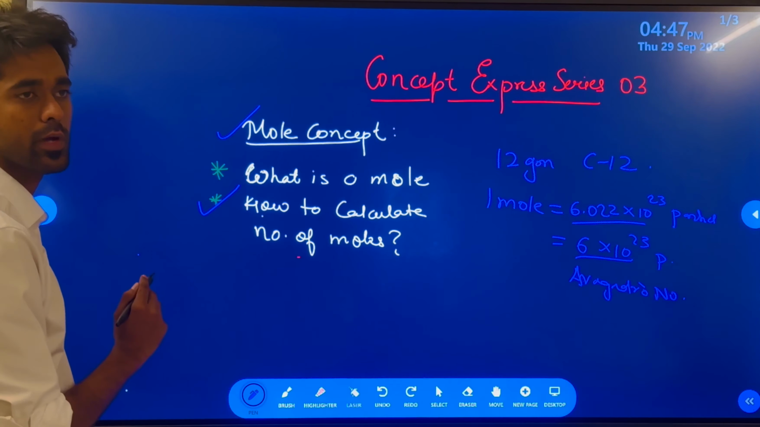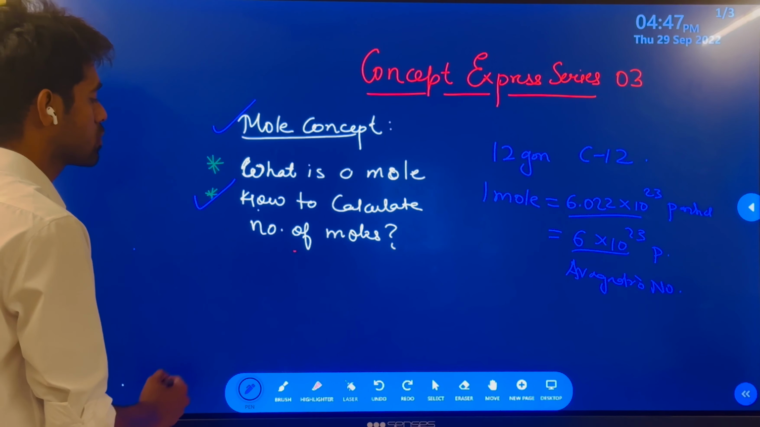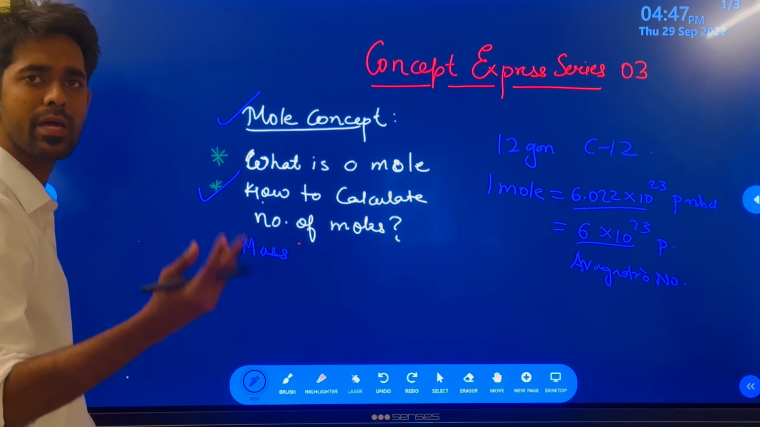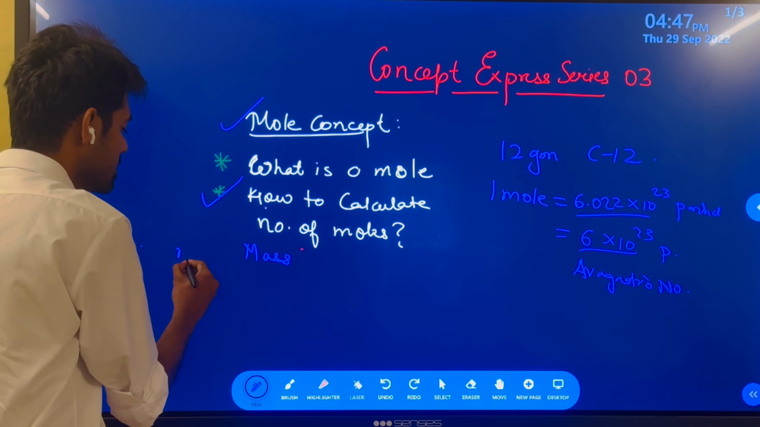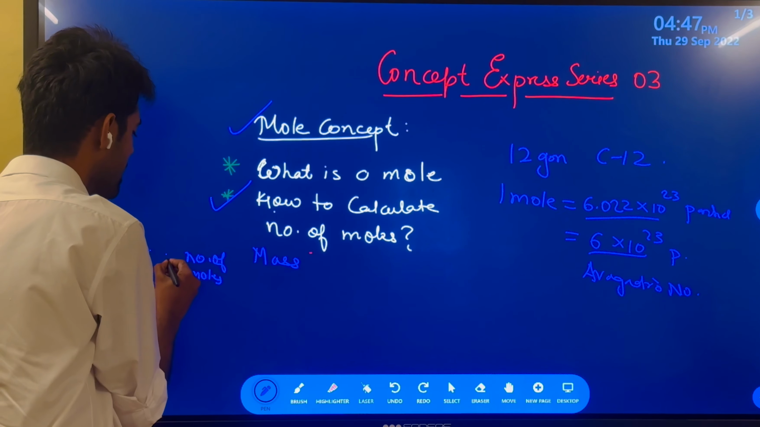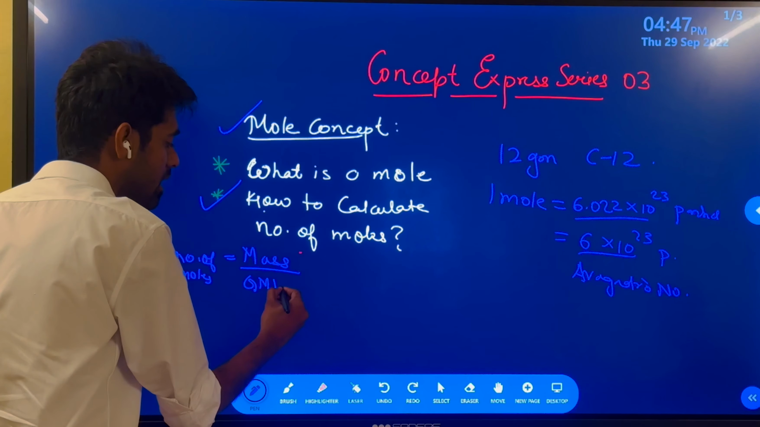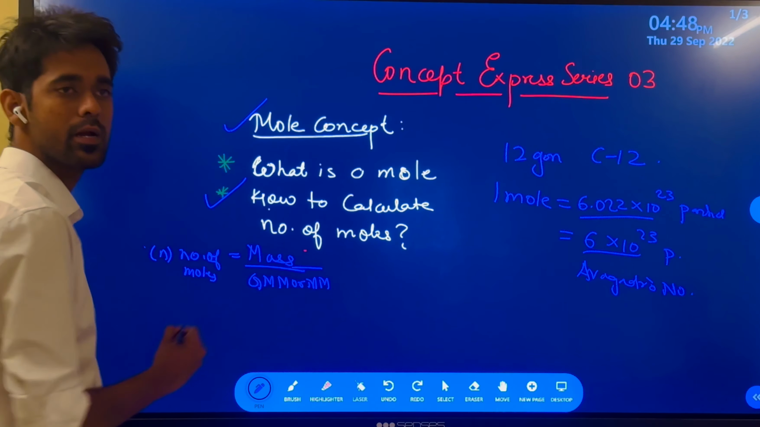There are 3 ways to calculate the number of moles, and this is all you need to know while calculating moles. Sometimes they will give you the mass of some compound or some gas, and you are supposed to calculate the number of moles. In this case, number of moles, which is represented by a small n, is equal to mass upon gram molecular mass or molar mass of that particular compound.